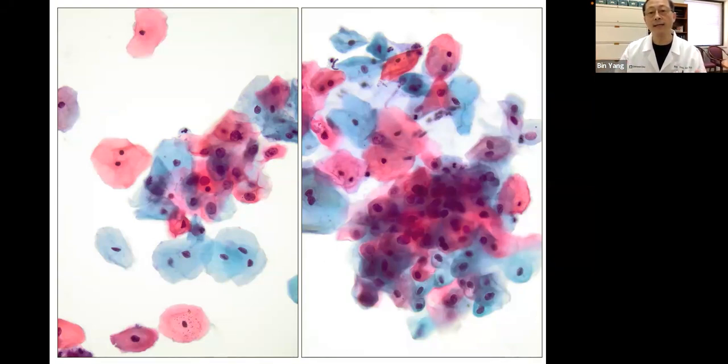So the point is, whenever I see this aggregate, especially the surface one, I look at it on high power to see if I see any fungal infection.